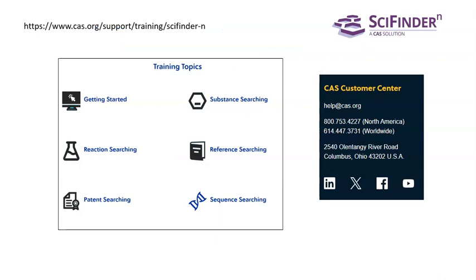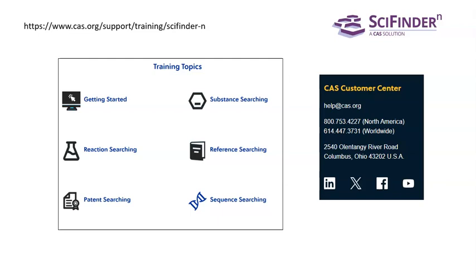CAS, through this URL, provides excellent videos, how to get started, substance searching, reaction searching, reference searching, patent, and chemistry and biochemistry and biotechnology includes sequence searching from a biological perspective. They always have a help desk. There's a help email. You can email at any time. Probably not for this exercise, but you would ask them, this doesn't work, or how can I? You have experts with a PhD that will get back to you within the day.